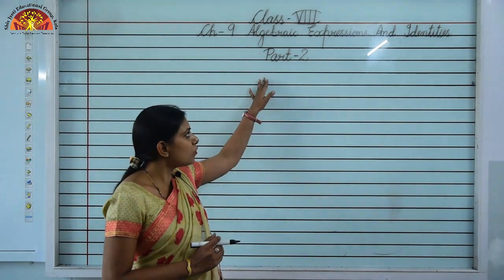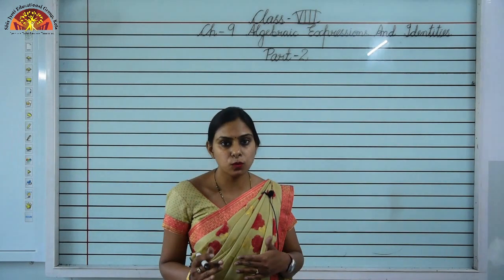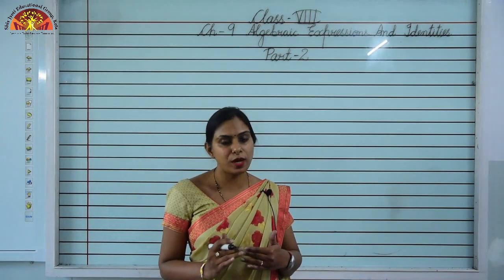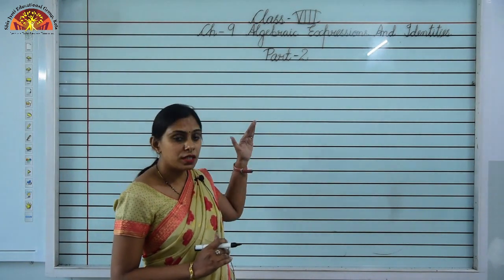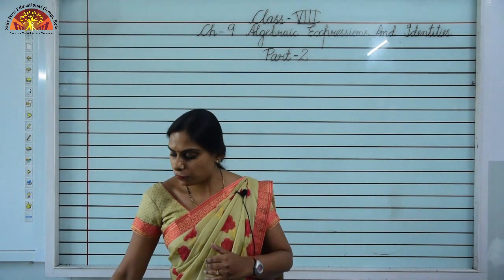Now in this part 2 of the video we will learn about the multiplication of a binomial with a binomial and a binomial with a trinomial, and we will also learn about some basic identities of algebraic expressions. First of all we start with exercise 9.4. Children, in your books please open page number 148, that is exercise 9.4.